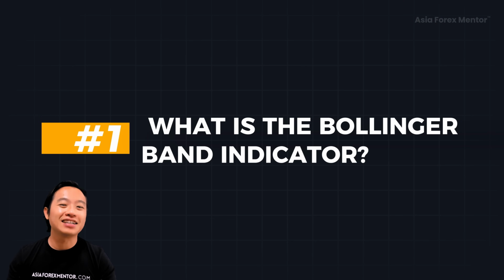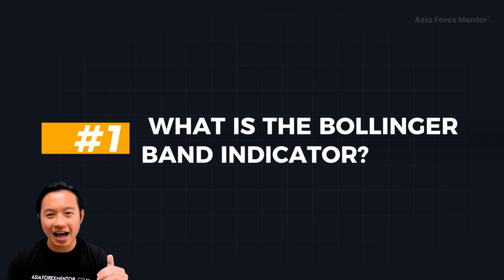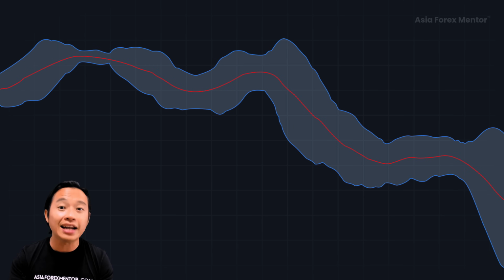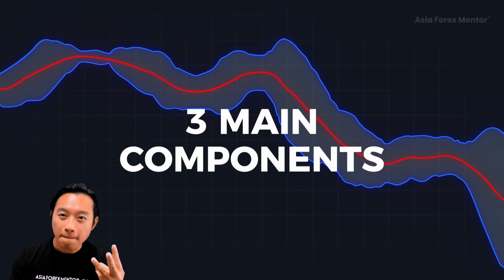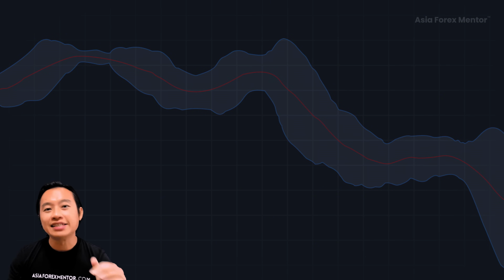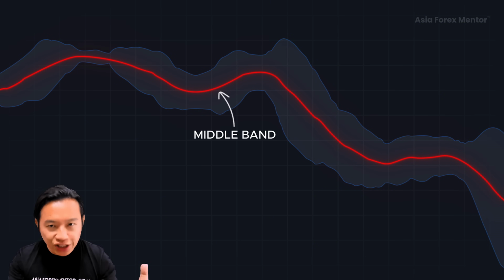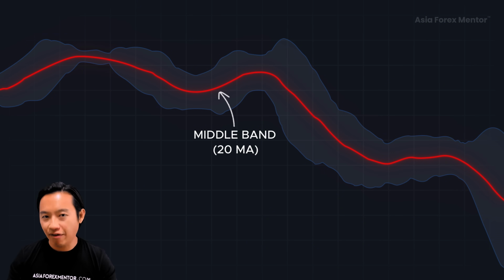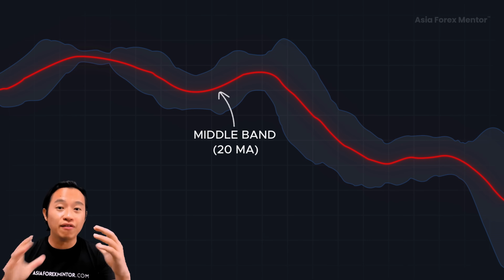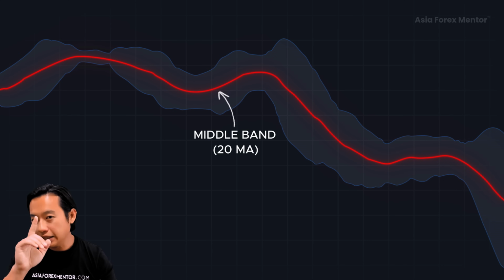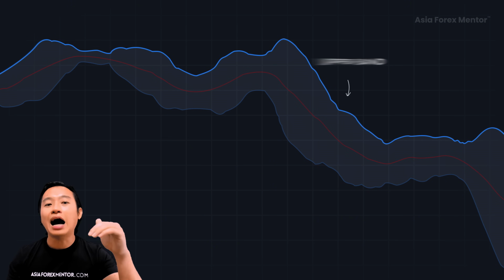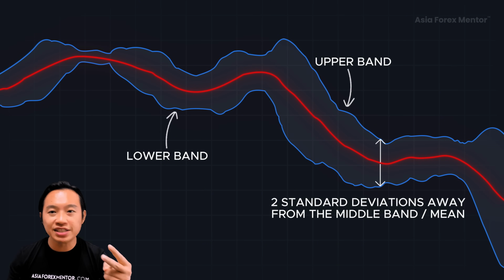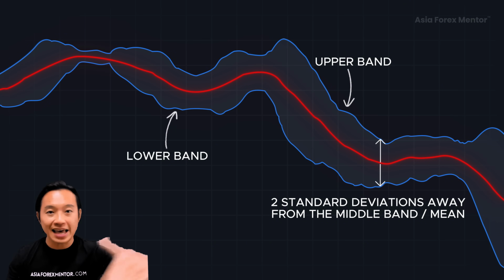First off, let's talk about what the Bollinger Bands are. Alright, so to fully grasp this indicator, you must understand that it consists of three main components. The first one is the middle band, which is typically the 20-period moving average. So this moving average is visually represented by the middle band, right? The upper band and the lower band are positioned 2 standard deviations away from the middle band, which acts as the mean.